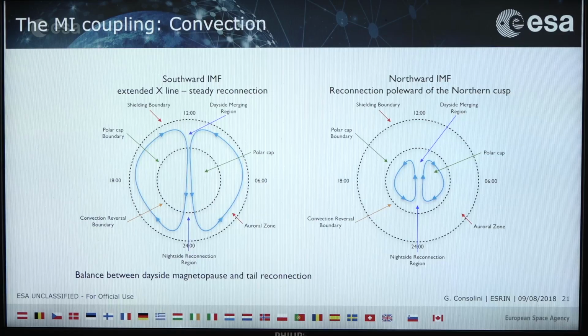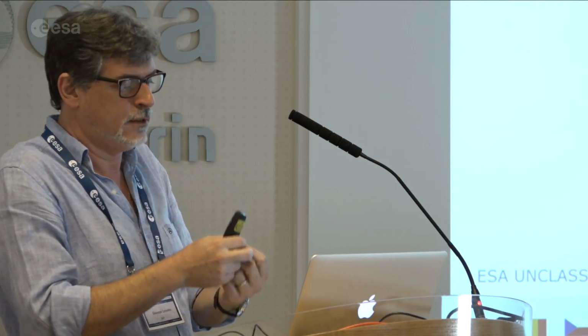This is an example of the two cells. And one important aspect is that when we have southward IMF, and so in the presence of a steady reconnection at the nose, the flow pattern of the plasma is this one. In the northward situation, we have a reversal of the flow pattern. And this is because the reconnection occurs in a different way. So in this case, the flow is completely reversed, depending on what happens in one situation or the other.